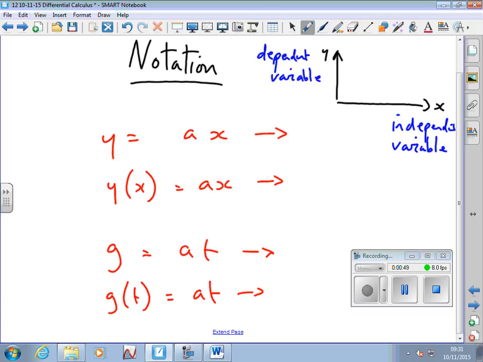The independent variable is the one that generally changes, and that's often time. The dependent variable is the one that depends on that. We've talked about this before. Okay?